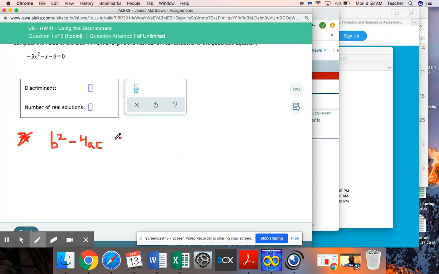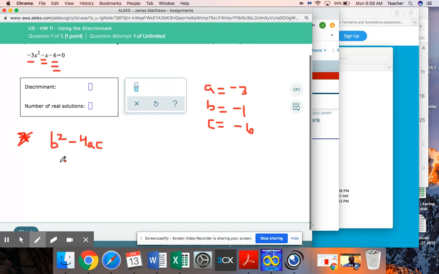All right, so I'm going to actually calculate that, but in order to do that, I need a, b, and c. So over here, I'm going to say a, b, c. And remember, the a, b, and the c all come from the standard form of this quadratic formula. A, -3, b, -1, and c, -6. So I'm going to use that to plug this in and find my discriminant.